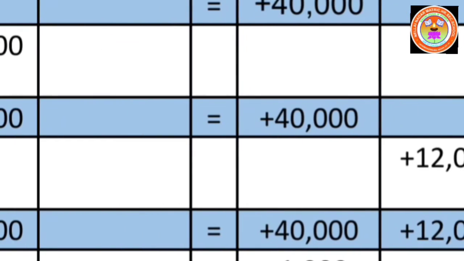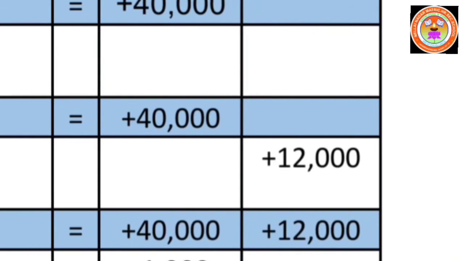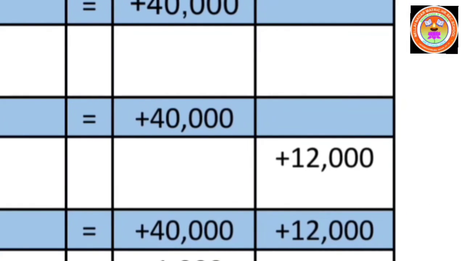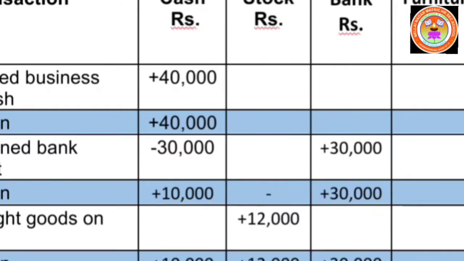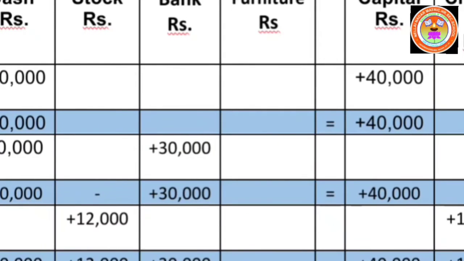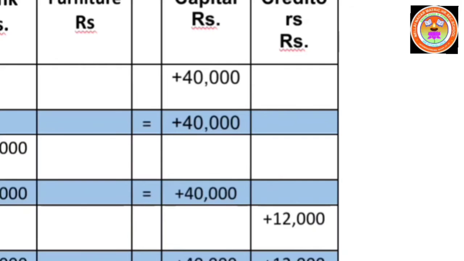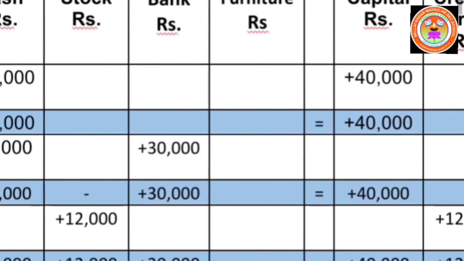Then come to the capital column, plus 40,000, the same will be written in. Then 12,000 under the creditors column, the 12,000 should be brought down. So this is your equation. Do you understand? 10,000 cash, 12,000 stock, plus 30,000 bank, plus 40,000 capital, plus 12,000 creditors. Do you understand?